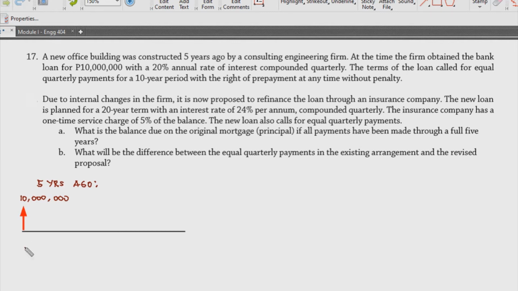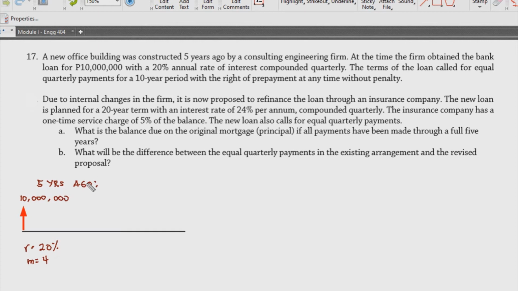So for this, we have R is equal to 20%, and M is equal to 4 because we have quarterly payments. The term of the loan is for a 10-year period. So this payment would be done from 0 to 10 years. If this is compounded quarterly, basically every payment would be done in equal quarterly payments.